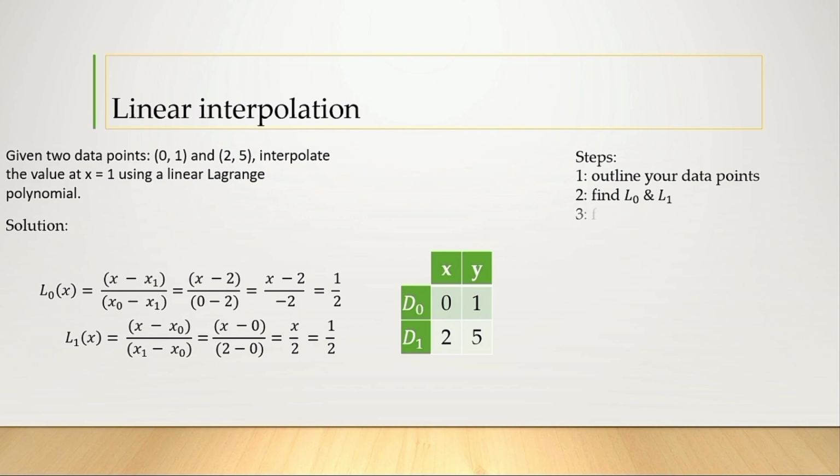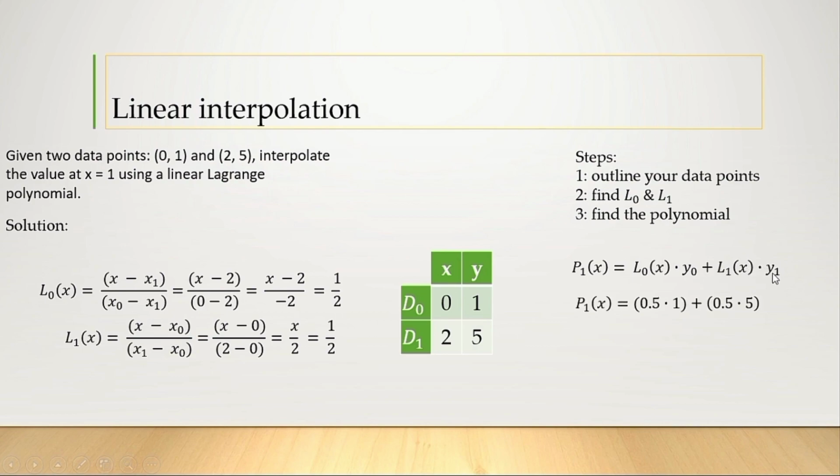Great. So step 3, we're going to find the polynomial P1, because we have this here. So we've got a linear polynomial. It's going to say P1 of x is equal to L0 of x multiplied by y0 plus L1 of x multiplied by y1. And once we have that relationship, L0 here is 0.5 or 1 over 2 multiplied by 1, plus 0.5 multiplied by 5. y0 is 1 here, so that's why we've plugged in 1. And 0.5 there is this value that's here, and then y1 is equal to 5.